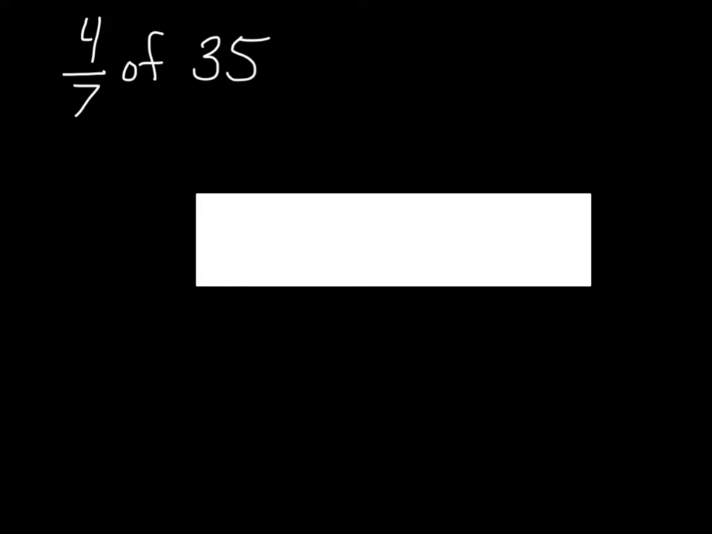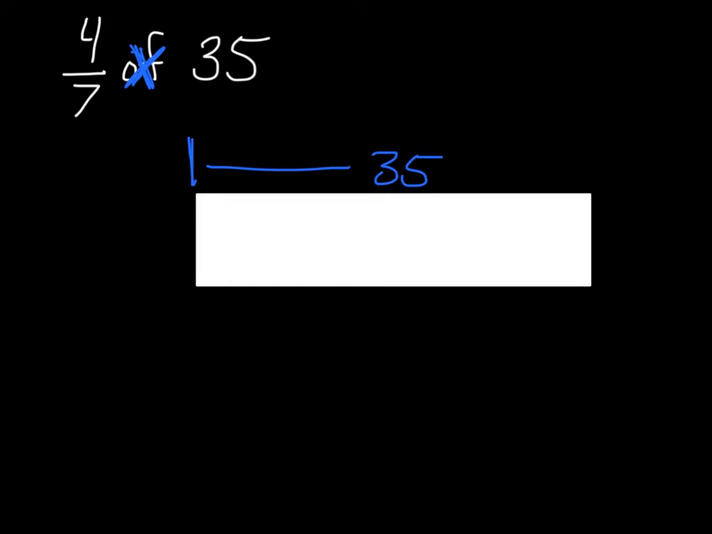Let's try another one. 4/7 of 35. As we talked a lot about in class, the word "of" is a good signal that what you really want to do is multiply. When you want to find part of something, you want to multiply it times that fraction, and that'll give you our answer. So again, our total amount is 35.